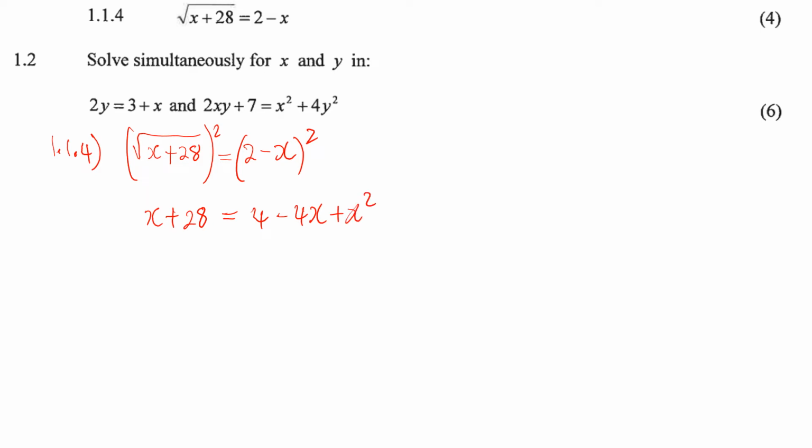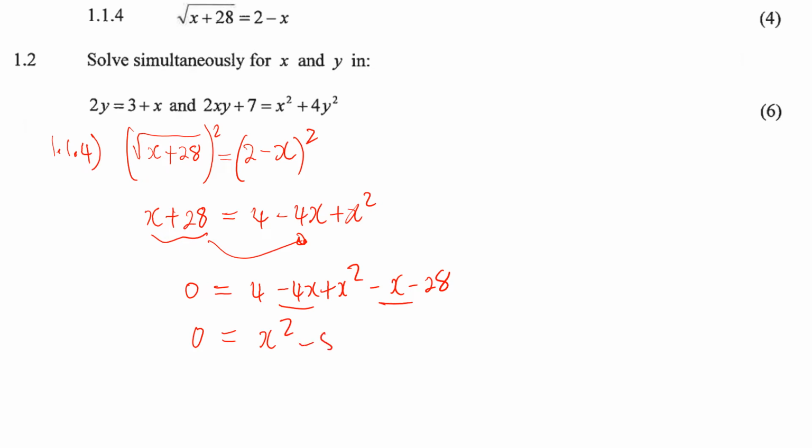All right. So if we transpose this to the other side, you'll have 0 remaining there, which is equal to 4 minus 4x plus x squared minus x minus minus 28. So you have something like x squared, minus 4x minus x is going to be minus 5x. 4 minus 28 will be minus 24.